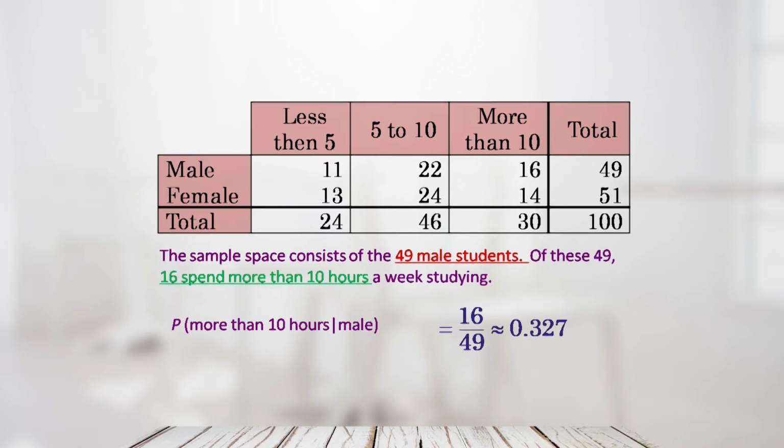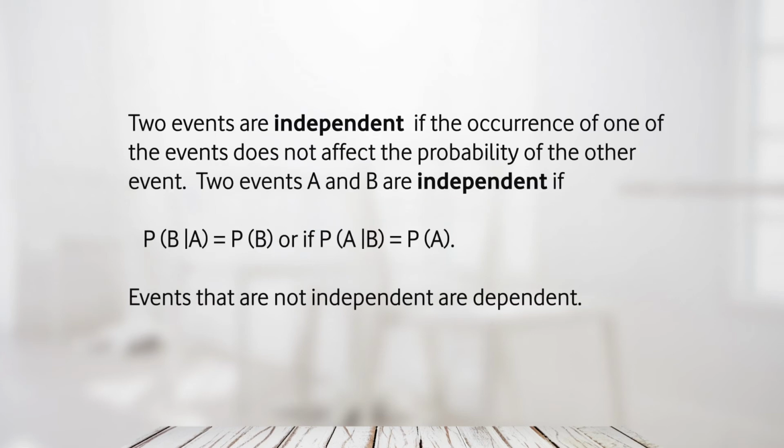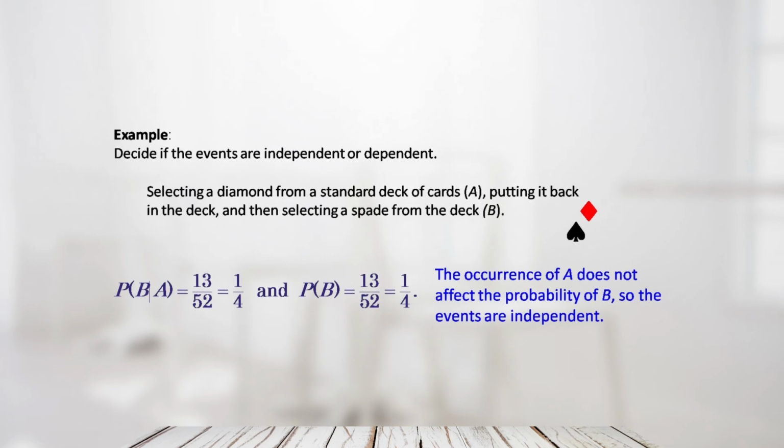So, independent events. Two events are independent if the occurrence of one event does not affect the probability of the other event. Two events A and B are independent if probability of B given A is equal to probability of B, or P(A|B) equals P(A). Events that are not independent are dependent. For example, decide if the events are independent or dependent: selecting a diamond from a standard deck of cards (A), putting it back in the deck, and then selecting a spade from the deck (B).